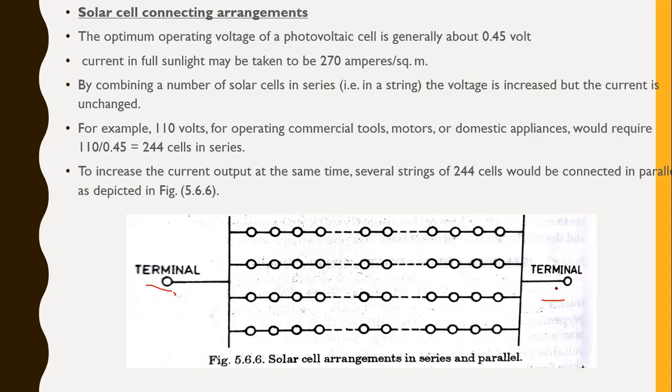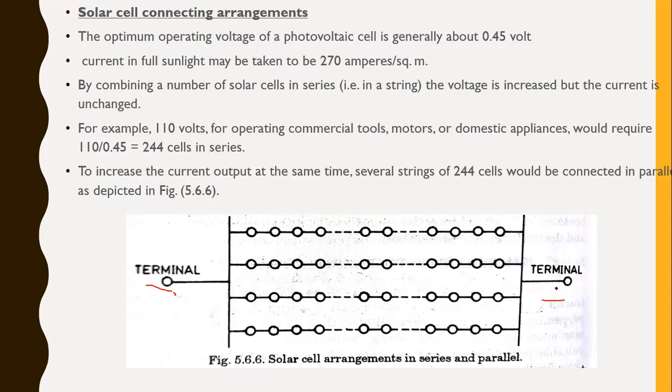Voltage is 0.45 and current is 270 amperes per square meter. So if you take 40 square centimeters, 40 into 10 power minus 4 square meters of area, and calculate the current, it will be 1.08. So the total output power will be 0.45 into the current.